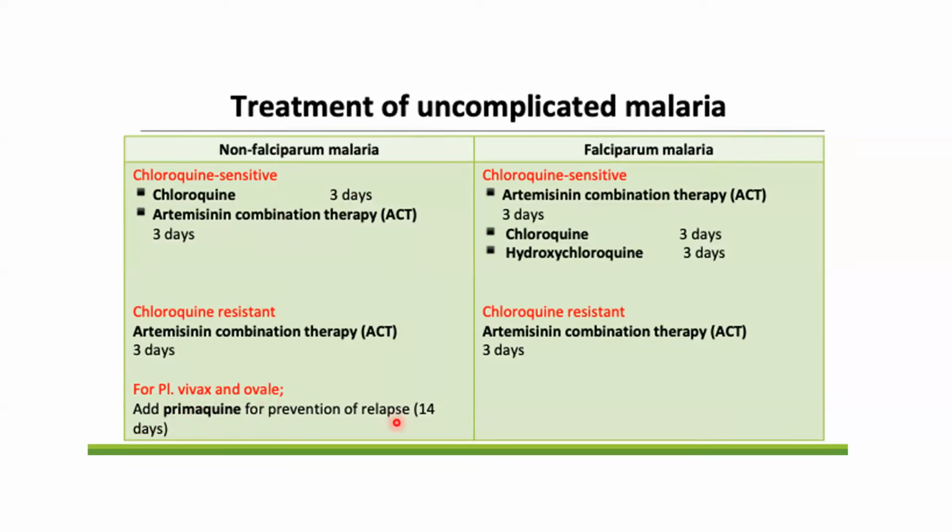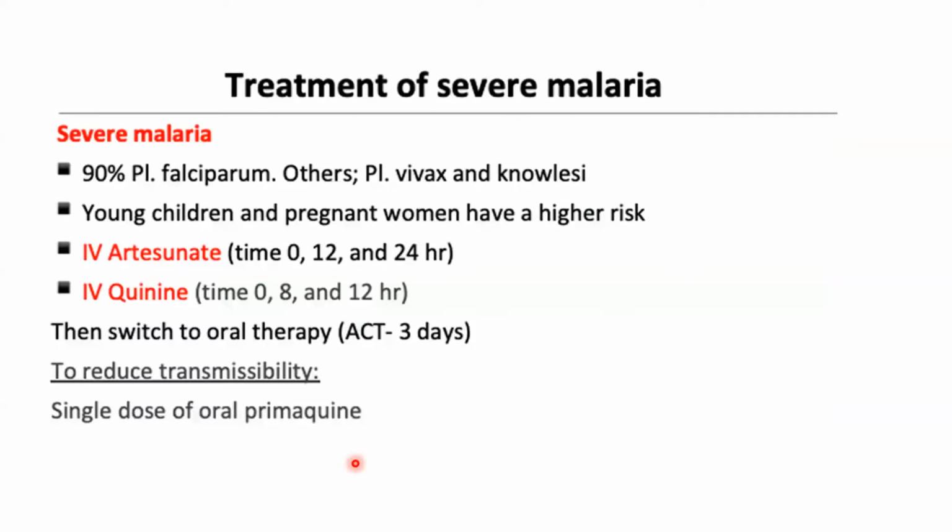So we have to add primaquine for 14 days. That's a really long time. So like, remember that, okay? So that's it. Very easy. So chloroquine and artemisinin. And then if it's Vivax or Ovale, we add primaquine, okay?